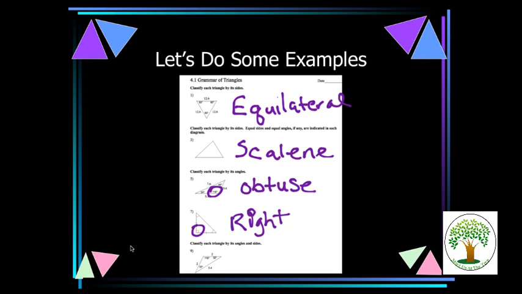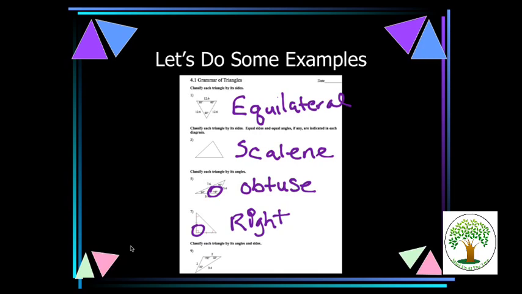Question. With number 3 and 4, it says classify each triangle by its sides, but then it says equal sides and equal angles, if any are indicated by each diagram. I don't know why they say the equal angles, because this is by its sides, so don't worry about the angles part. We're just worrying about its sides. So on 3 and 4, just go by its sides. Okay?